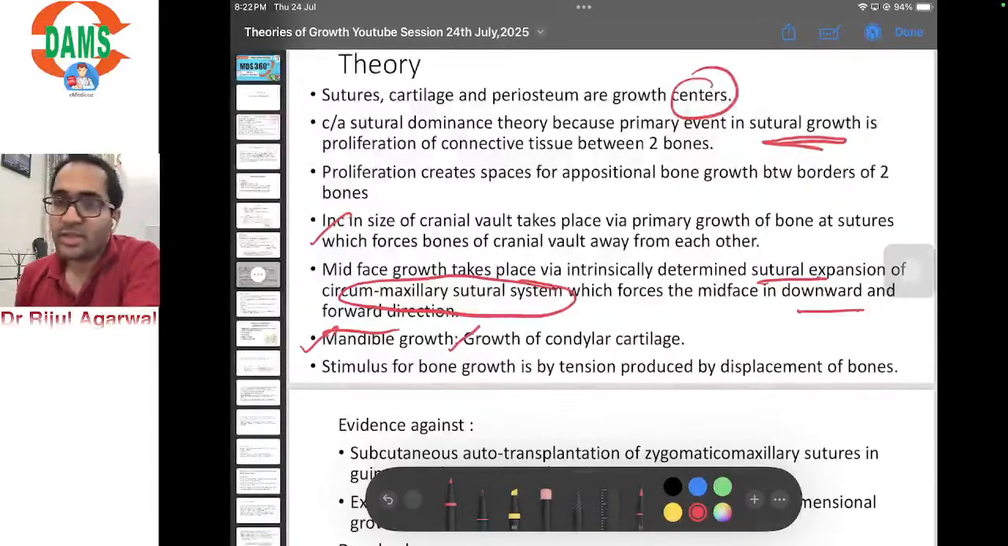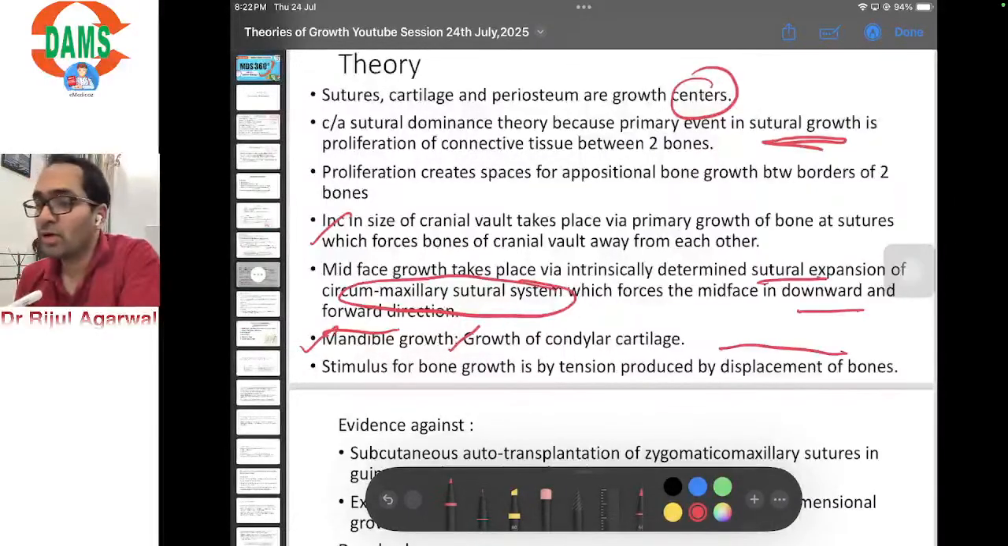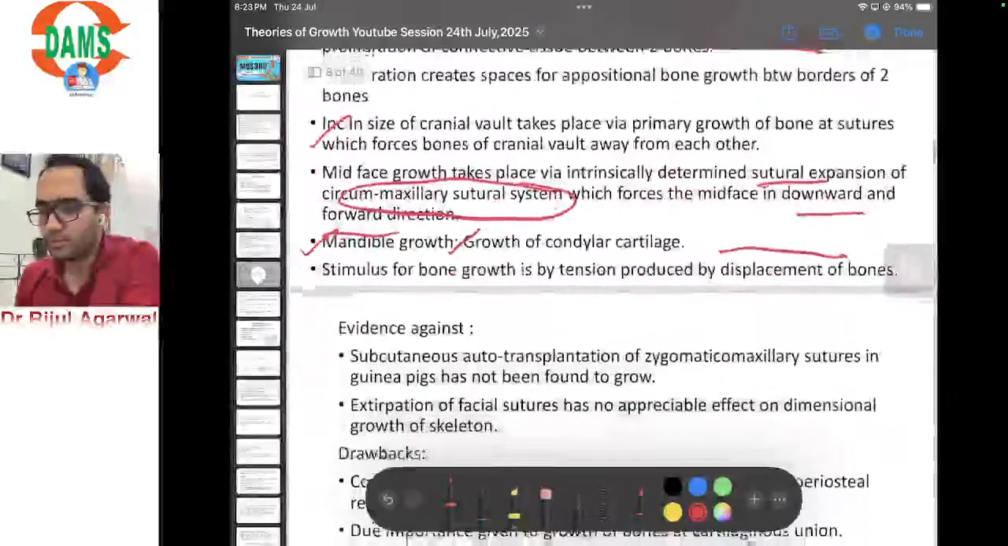Okay, so as I said, the stimulus for the growth is produced by the tension produced by the displacement of the bones. How do the bones get displaced? Because of the proliferation of connective tissue at the sutural level. Simple. So जहाँ जहाँ suture है पूरे head and neck face में, वहाँ growth through sutures हो रही है. Sutures का growth हो रहा है genes के थ्रू. Simple, and that is the summary of this theory.